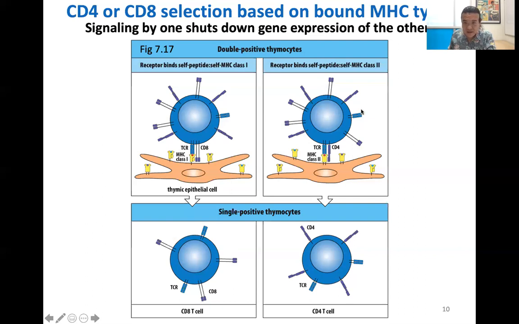On the other hand, this other thymocyte over here, its T cell receptor binds to MHC class 2. So its CD4 co-receptor confirms, yes, we preferentially bound to MHC class 2. So therefore, this cell turns off any further expression of CD8, and it becomes CD4 single positive.